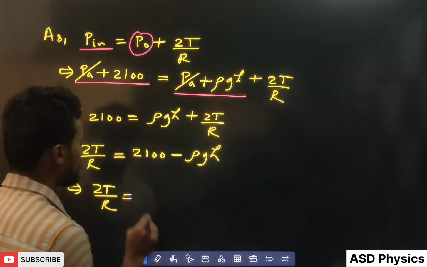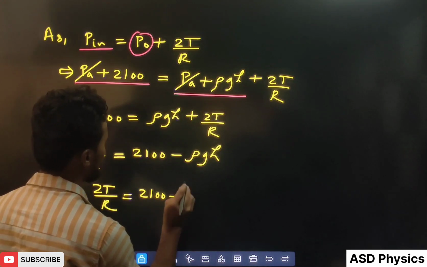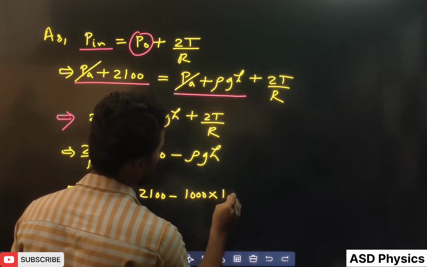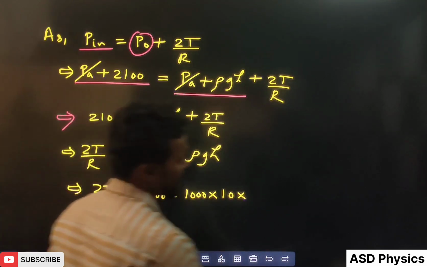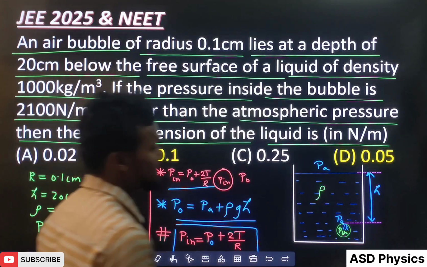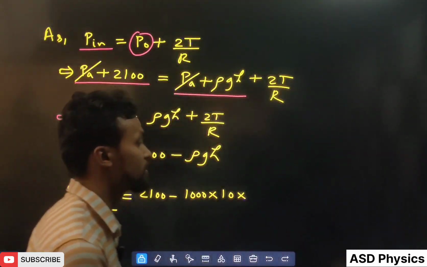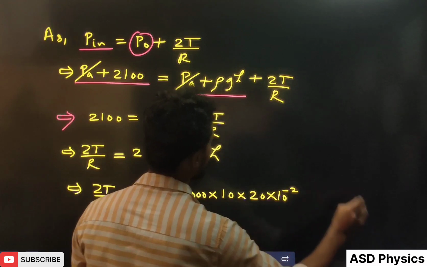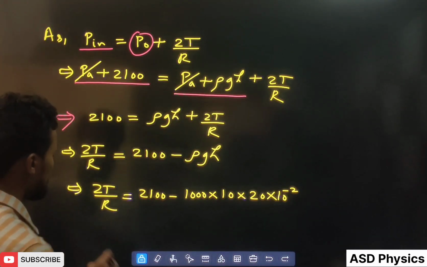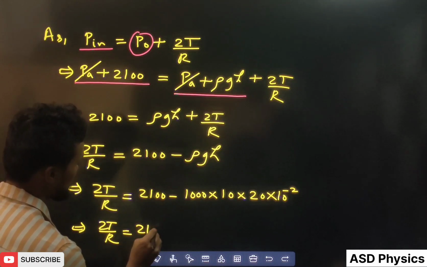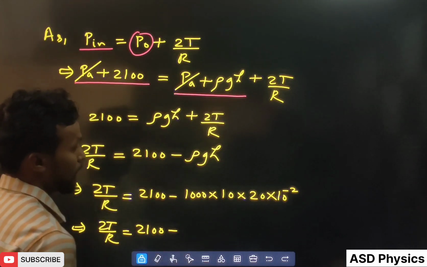2T by R is equal to 2100 minus rho, which is 1000, into G, whose value is 10 as nothing is mentioned, and H. How much is H given? Going back, H is 20 centimeter. Convert into meter: 20 into 10 to the power minus 2 meter.